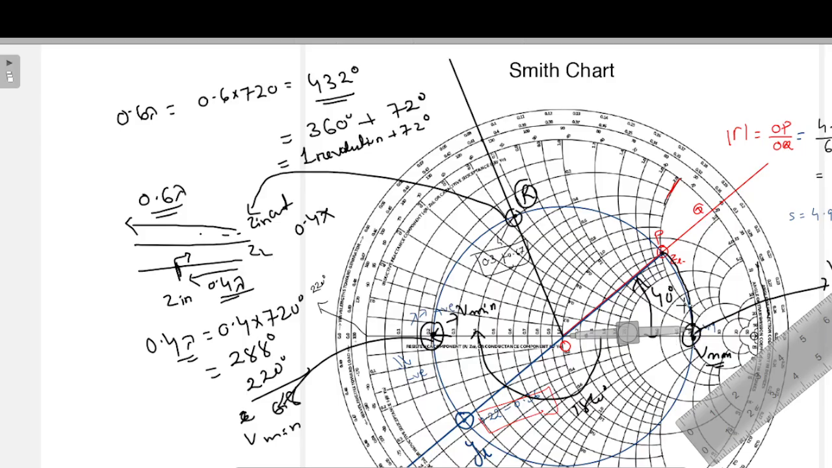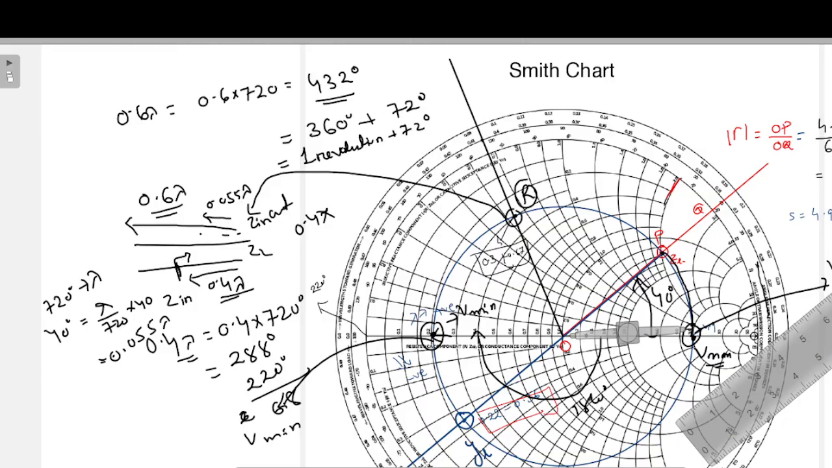So what is this point? The length of this point is 40 degrees from the load. So in terms of lambda, how much is it? Your 720 degrees is lambda, so 40 degrees is how much lambda? That is equal to lambda by 720 into 40, right? I'll calculate here. Yes, this is coming 0.055 lambda. That means from a length of 0.055 lambda we'll get our first Vmax.